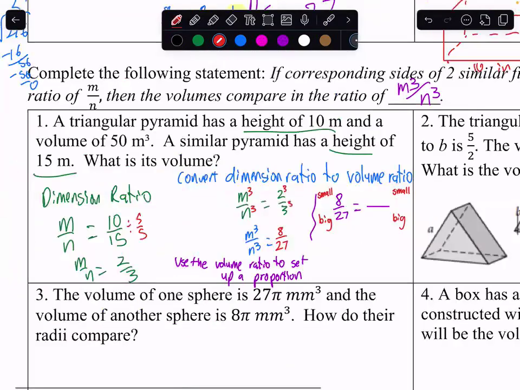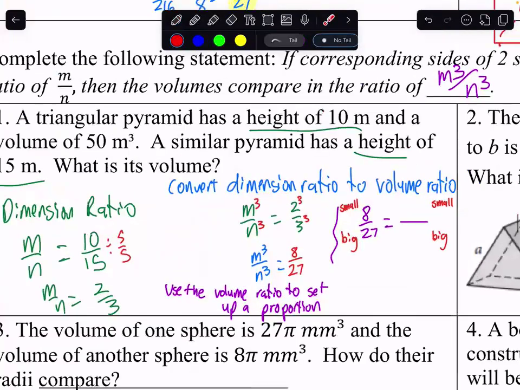Okay, so when you look at the 50 meters cubed, you need to figure out, is this part of the small shape or the big shape? Read through the problem again and see if you can figure out where the 50 should go.